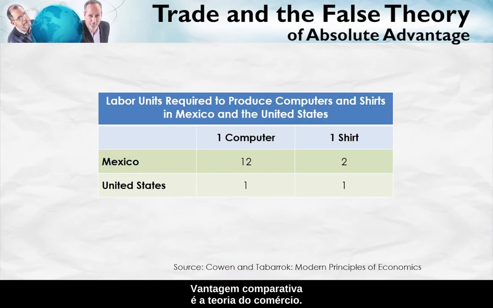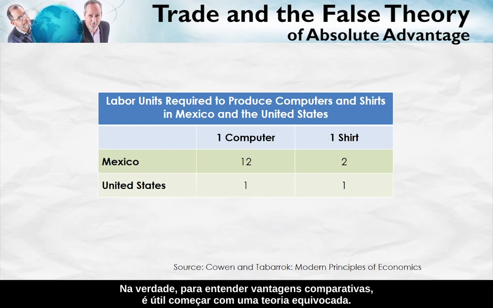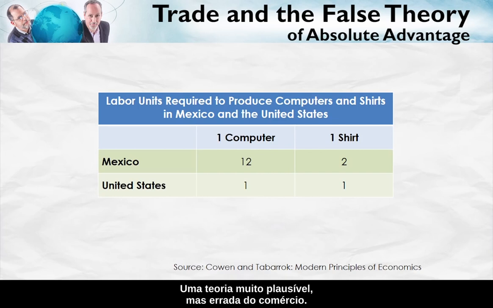Comparative advantage is a theory of trade. It explains why people trade and which goods people should trade if they want to maximize their well-being. It's actually useful to understand comparative advantage to begin with a false theory, a very plausible but incorrect theory of trade, namely the theory of absolute advantage. So let's consider a simple model.